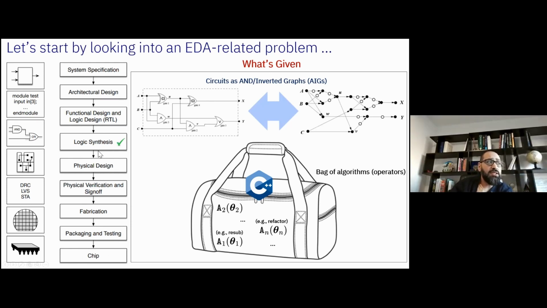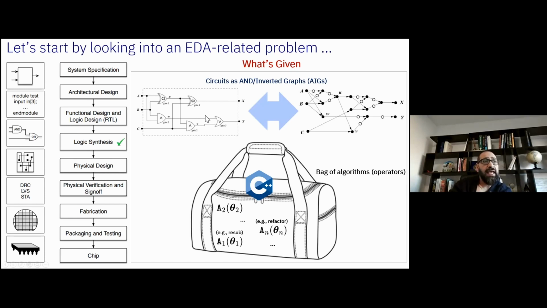But this logic synthesis problem is actually a very important problem because it's the connection between your ideas and software and the actual hardware and implementation of the chip. So how does that step work? Well, first of all, you take the chip. Here's an example of a circuit that is designed, which has, for example, AND gates and OR gates.